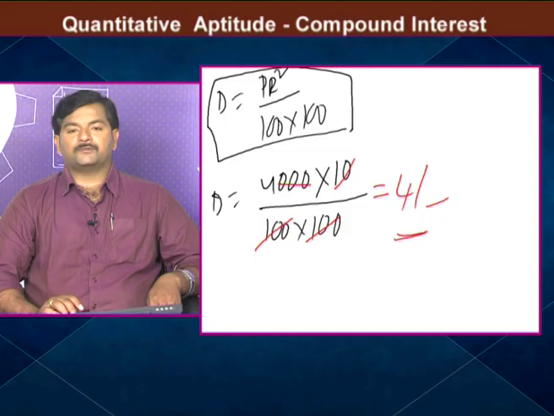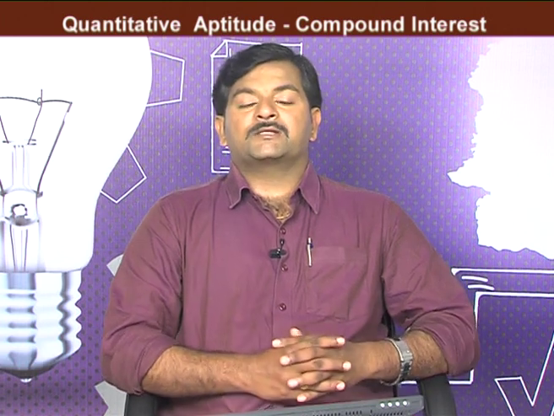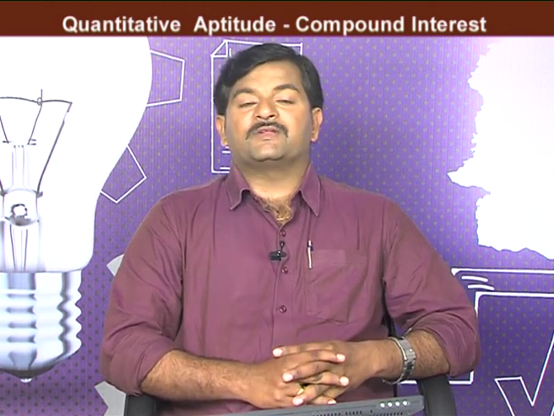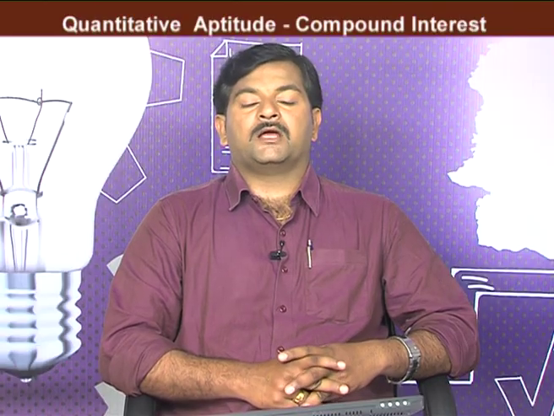I hope you understood this question. Directly use the formula, substitute the corresponding values, and you will get the answer. D is equal to PR square by 100 into 100. If it is for 3 years, D is equal to PR square into (300 plus R) by 100 into 100 into 100. Practice all the models well, then definitely you will get good command on simple interest and compound interest. Remember, in the last few questions we focused on SI and CI both.